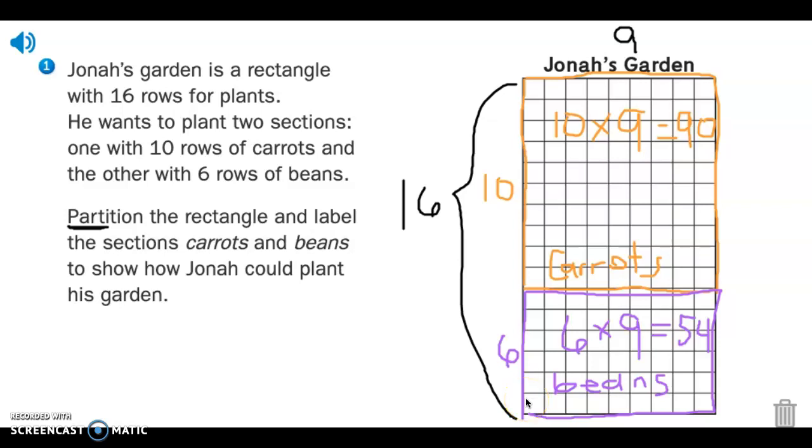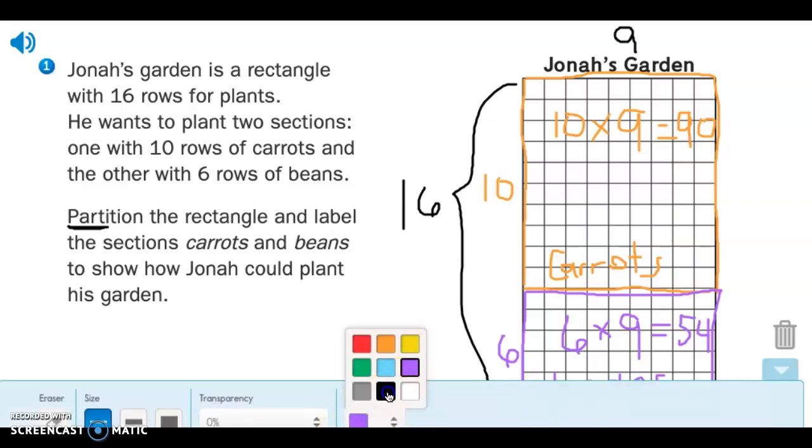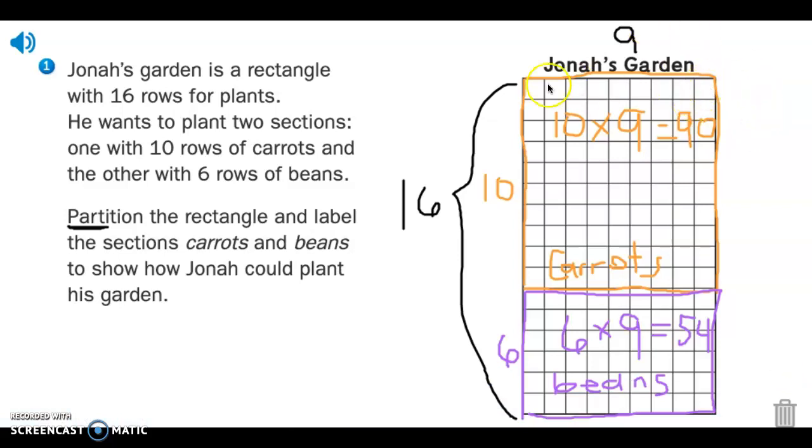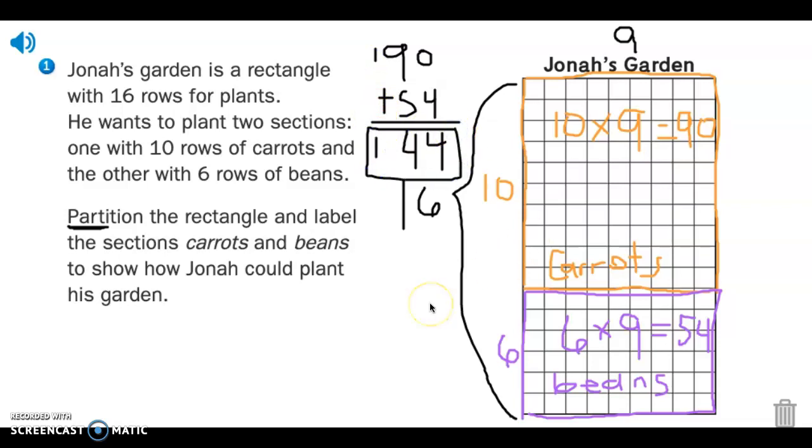Okay, let's figure out how many vegetables he has all together. How would we figure that out? Well, I would take this section, right? All of this is 90 different spots of carrots or vegetables, and this is 54 sections of beans. So what is 90 plus 54? Well, I always start on the right side in the ones. 0 plus 4 is 4. 9 plus 5 is 14. Bring down the 4, carry the 1. He has 144 total.